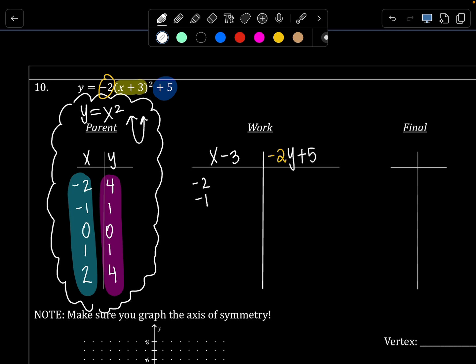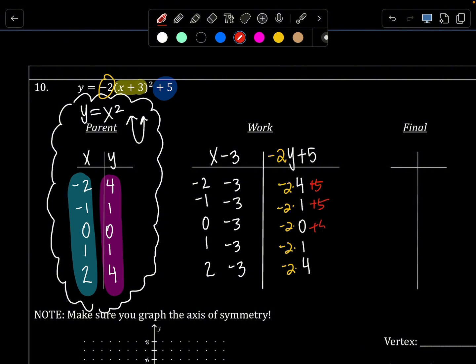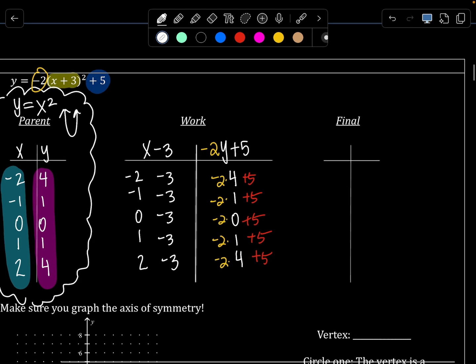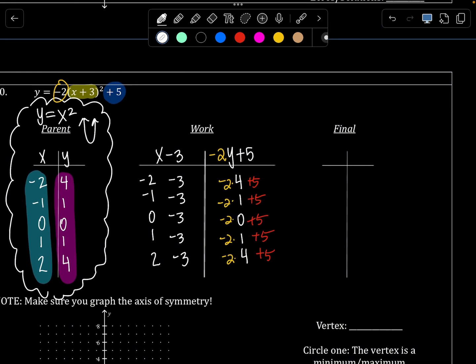We've got negative 2, negative 1, 0, 1, 2. We're taking our x's, and we're taking away 3 from all of them. For our y's, I'm going to leave a little bit of space. I am going to multiply by negative 2, and then I'm going to add 5. Perfect. So now I am going to do the math. That's negative 5, negative 4, negative 3, negative 2, negative 1. Those are my x's, and this is going to be my transformed one.